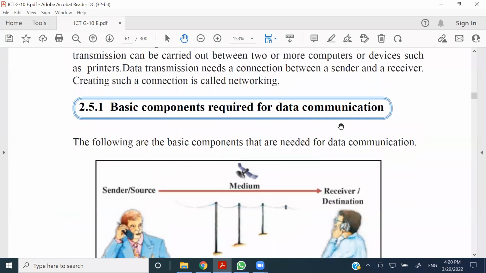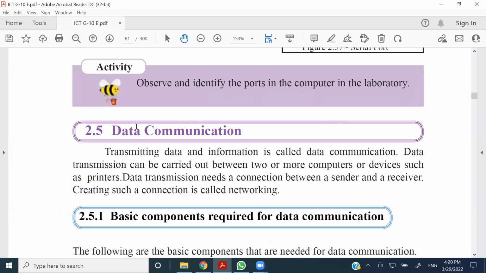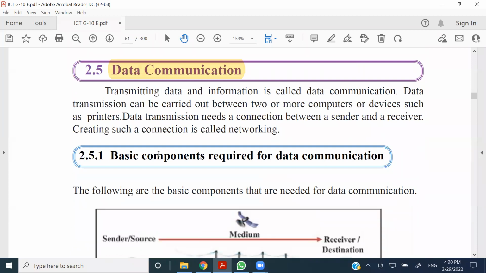Okay, so before we move to the data transmission modes, let's write something about data communication. Have the heading Data Communication, and we can write this small definition regarding that. And these two lines.